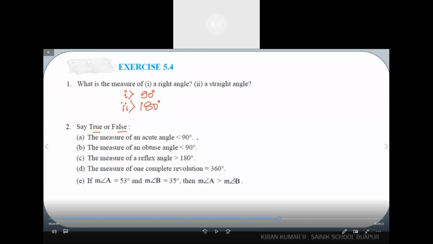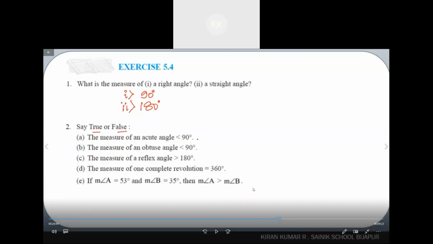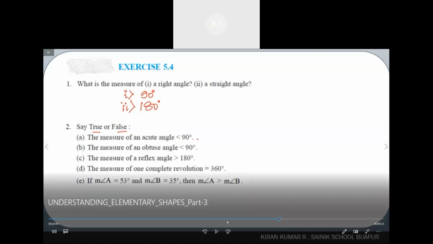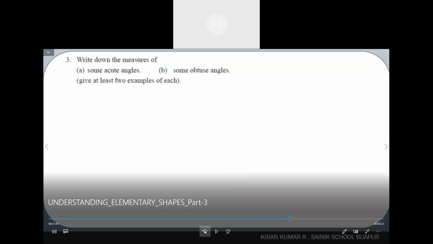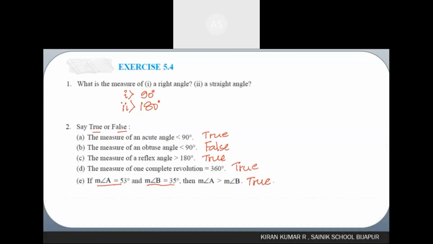The measure of one complete revolution is 360 degrees. It is true. If angle measures are 53 and 35, 53 is greater than 35. That is also true. You can see the answers here. So let's see the next question. Question number 3.